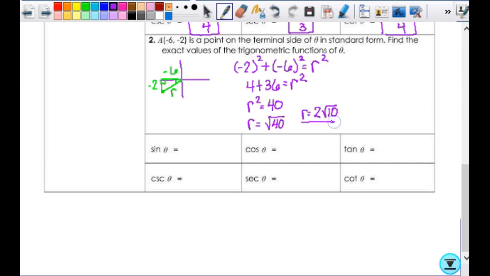So here's my r. So what I have then is that x is equal to negative 6, got that from my ordered pair.